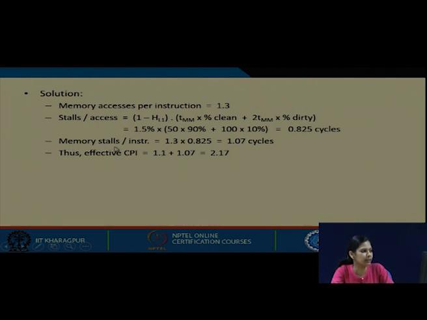Now we see the memory stalls per instruction. We just multiply the total memory accesses per instruction and the memory stalls per access, and we get 1.07 cycles. Thus, what will be the effective CPI? 1.1 plus 1.02, which comes to 2.17, which is even less than the realistic write buffer case we used previously with the write through policy. So, these are the two examples we have discussed for writing into the cache using write through and write back.